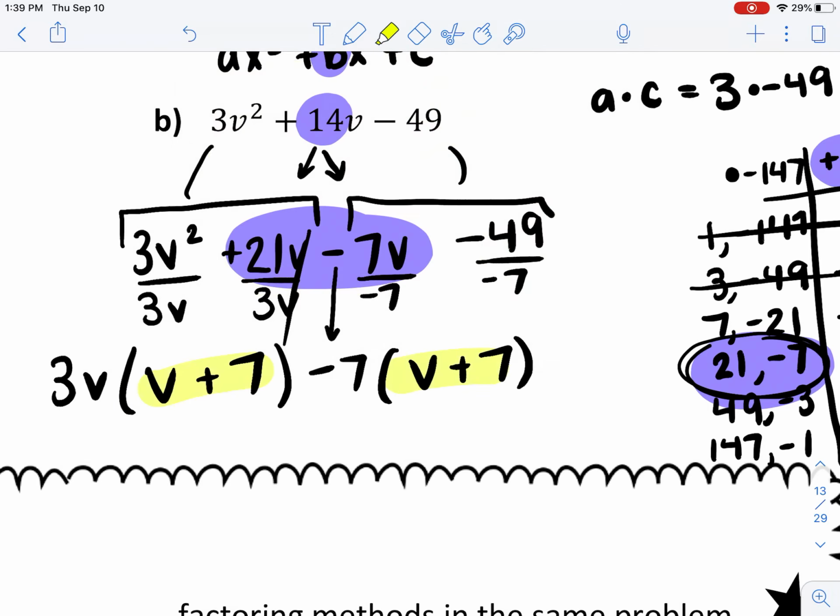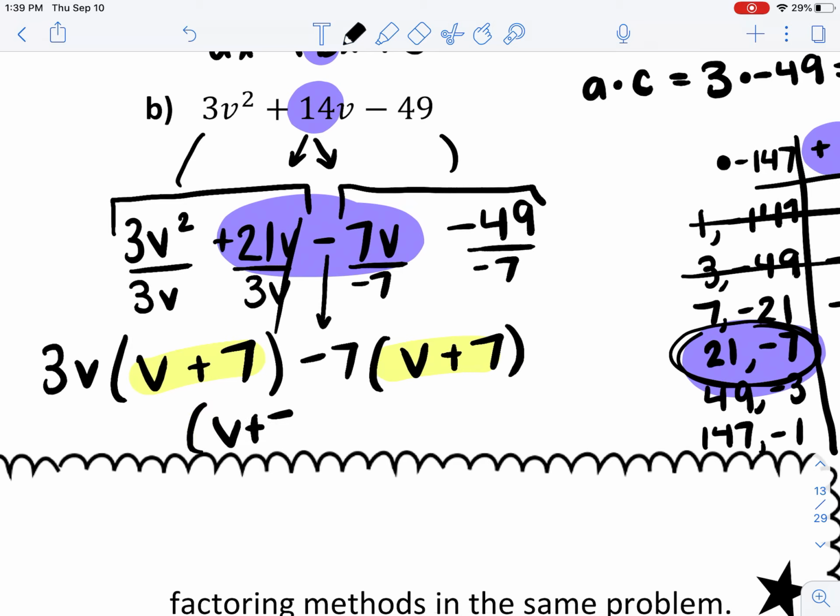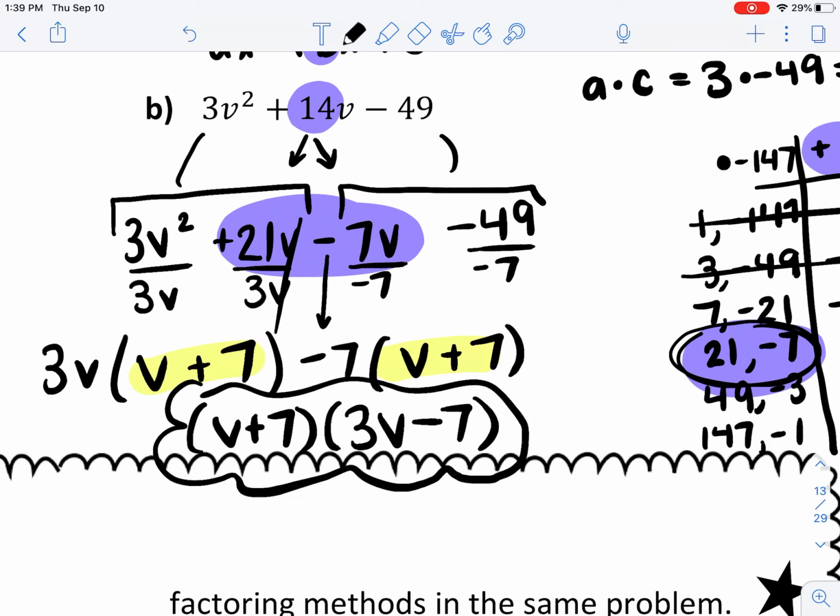Since these match, I know I've done it correctly. So I have v plus 7. And then I take my GCFs, the 3v minus 7, and that is my other factor. So my answer, v plus 7 times 3v minus 7.